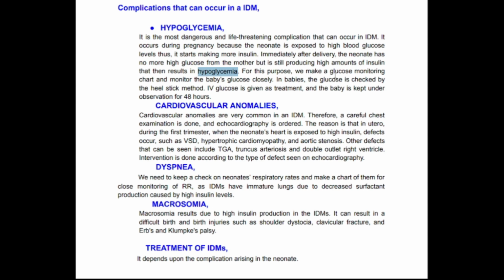For this purpose, we make a glucose monitoring chart and closely monitor the baby's glucose. In babies, the glucose is checked by the heel stick method. It's not the conventional method used in adults, it's the heel stick method. IV glucose is given as treatment and the baby is kept under observation for 48 hours. Unless the glucose levels are normal for 48 hours, you will not discharge the baby.